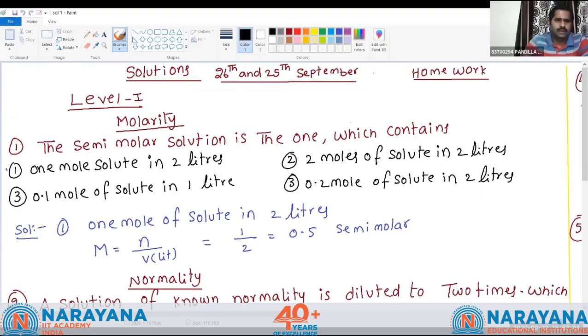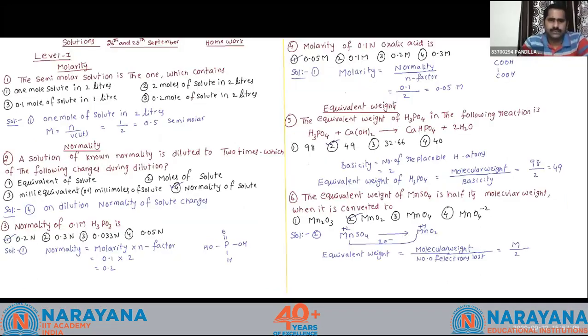Okay, students, please observe here, everyone. It is the homework questions from 26th September, related to the solution chapter, topic molarity. First, I am going to give the explanation for level 1 questions.